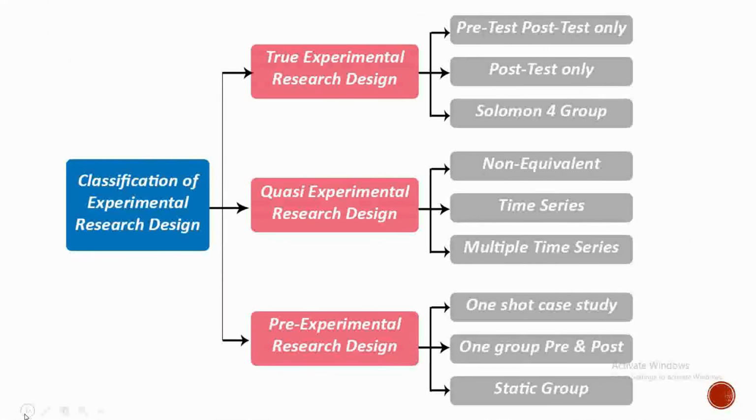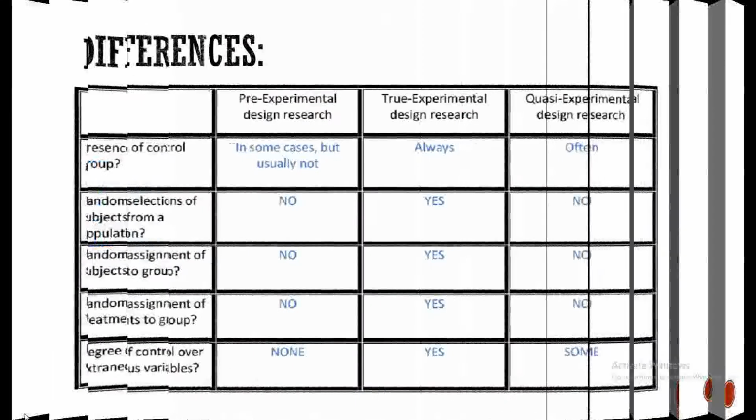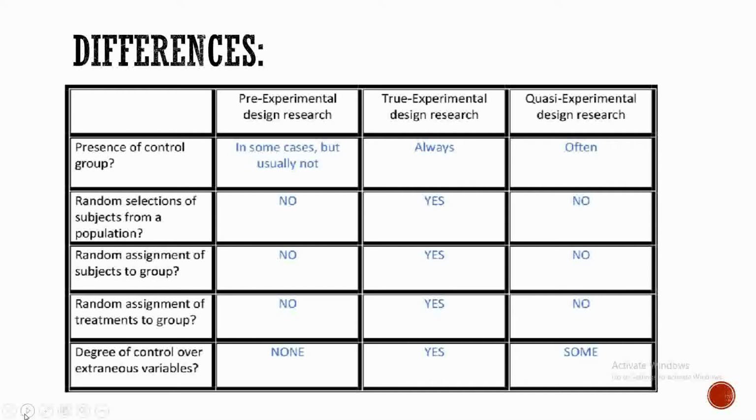One is true experimental design research. Second is quasi-experimental design research. And third is pre-experimental design research. The table shows the difference between the three types of experimental design research. The first difference is the presence of a control group. In pre-experimental design research, in some cases it is present, but usually it is not.